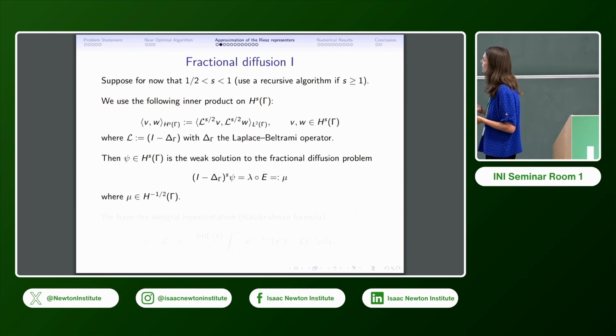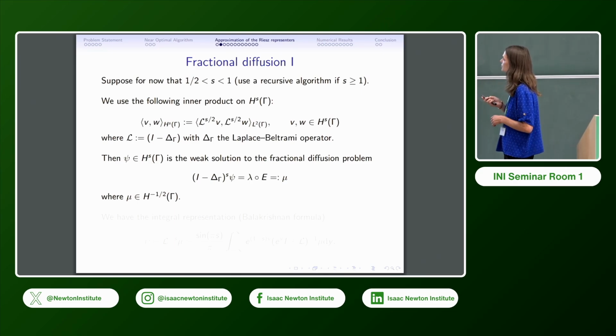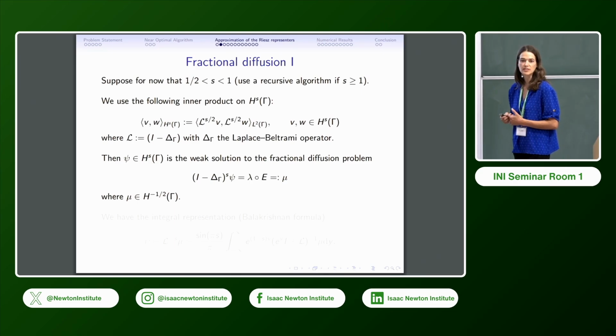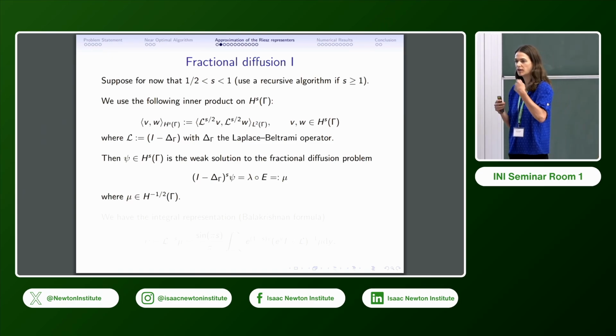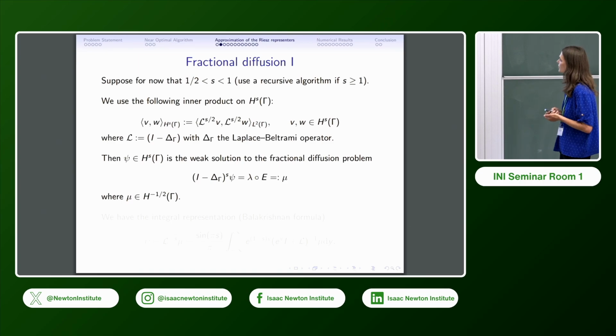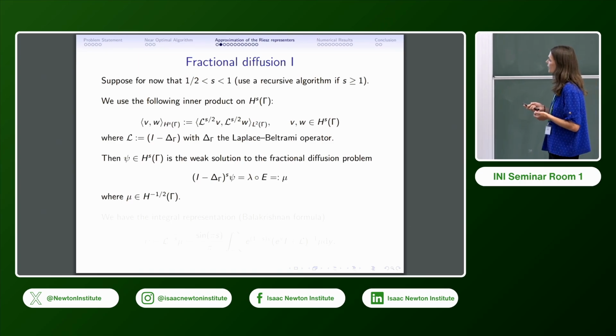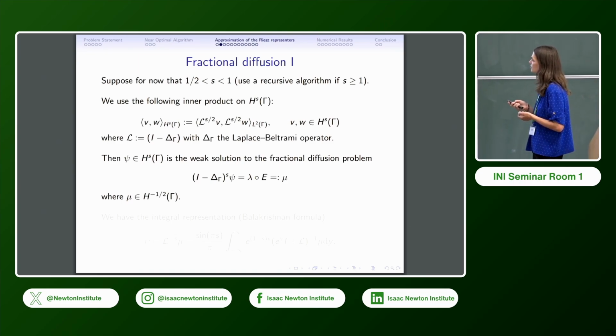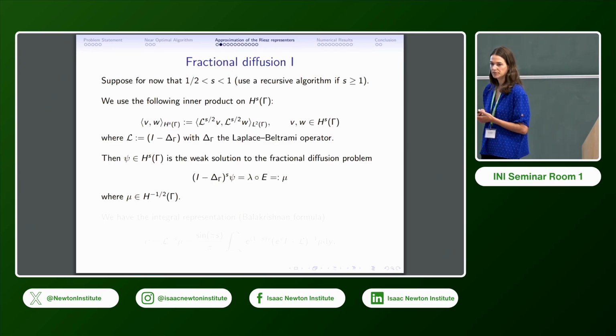So for now, let's assume that S is larger than 1/2, but I also assume it's less than 1. If it's larger than 1, we can have some recursive algorithm to deal with that. I'll come back to that later. But in that setting, I can define the HS inner product as this guy here, where L is the identity minus the Laplace-Beltrami operator.